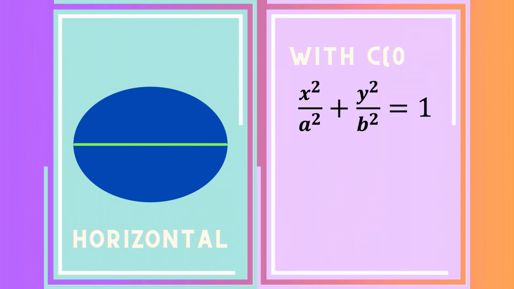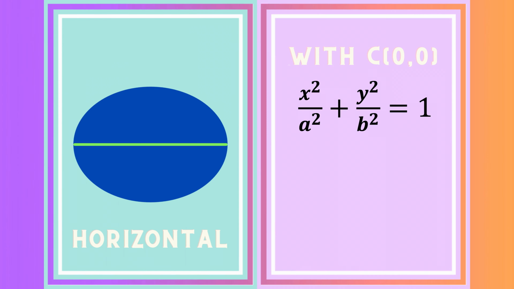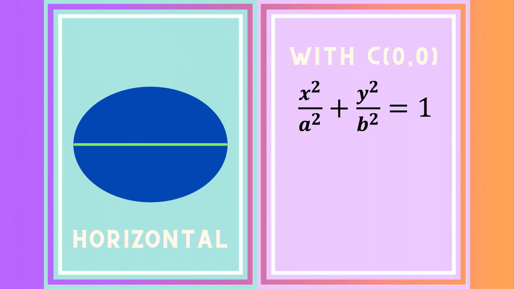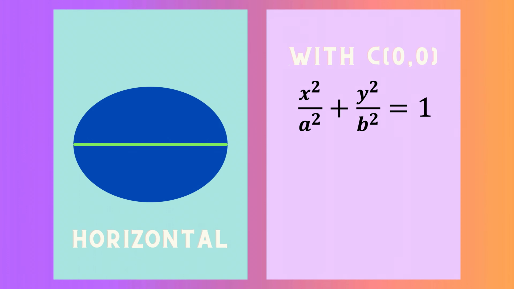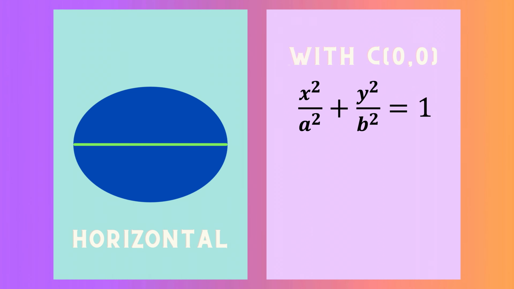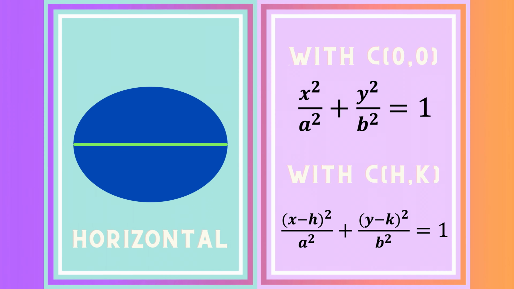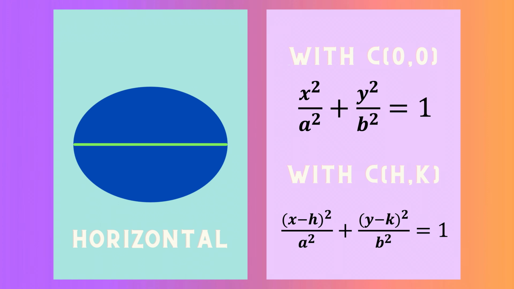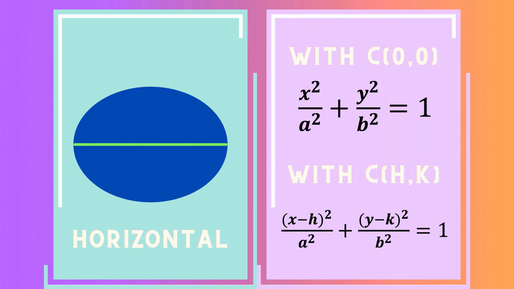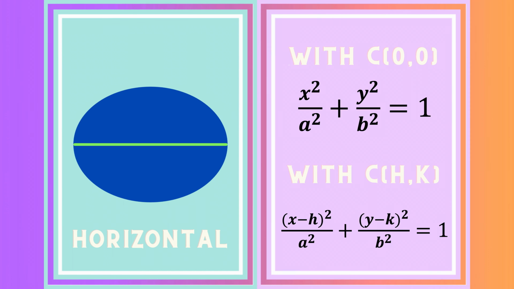The equation of a horizontal ellipse, if its center is at the origin, or 0, 0, is x squared over a squared plus y squared over b squared equals 1. On the other hand, if its center is at h, k, then its equation would be x minus h squared over a squared plus y minus k squared over b squared equals 1.